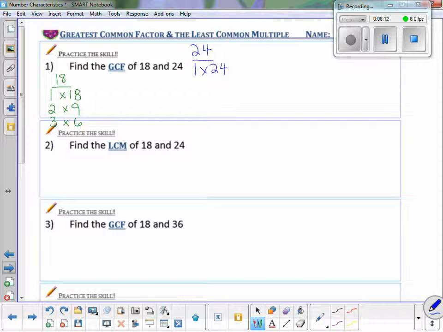Okay, what are you thinking? 2 times 12. 2 times 12, and then we can do 3 times 8. All right, any other ones? Oh, yes, Maya. 4 times 6. 4 times 6. All right, and it doesn't end in a 0 or 5, so we know 5 is not a factor.